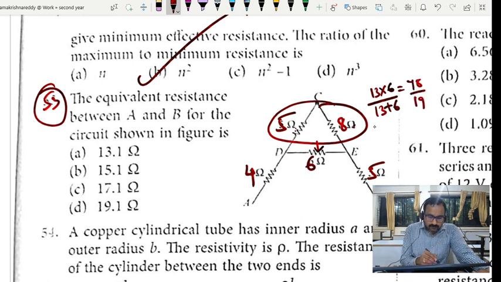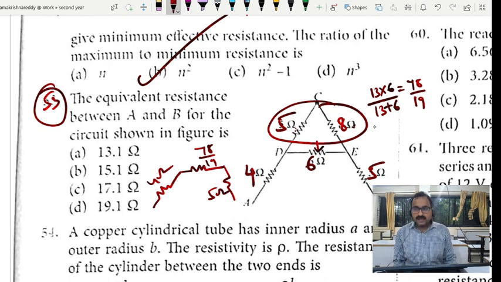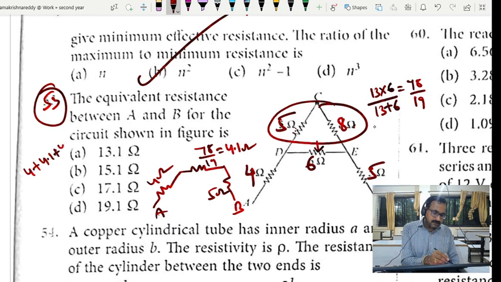So then 4 ohm, now I can draw it this way, 4 ohm, 78 by 19, and 5 ohm. Approximately, 19 fours are 76, so 4 point something, approximately 4.1 ohm. All the three are in series combination only. So 4 plus 4.1 plus 4.